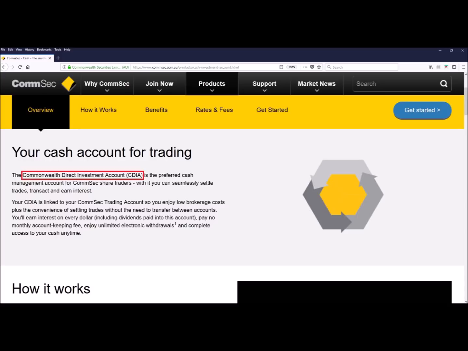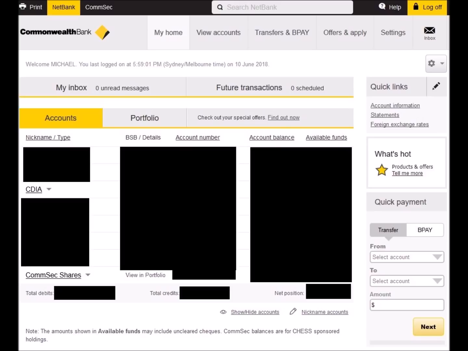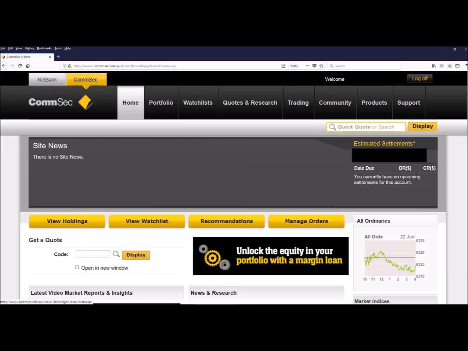Once you have opened the CDIA account, you may notice that NetBank now has two new accounts, the CDIA account and Commsec Shares. If you click on Commsec Shares account, it will take you directly to the Commsec Trading platform. You may also notice that at the top left of the screen there are now two tabs, one for NetBank and one for Commsec. You can use these tabs to switch between the two.